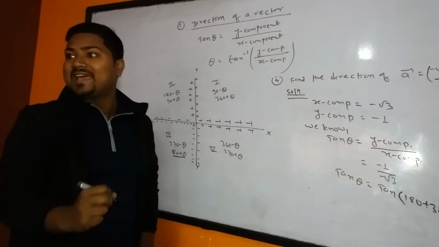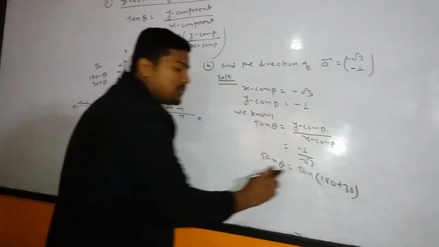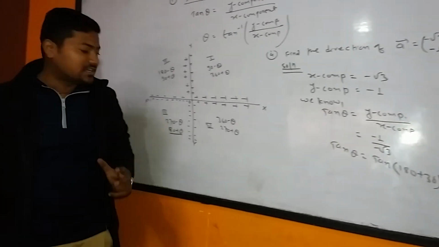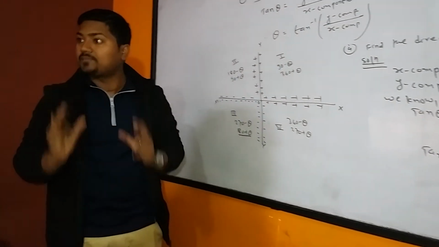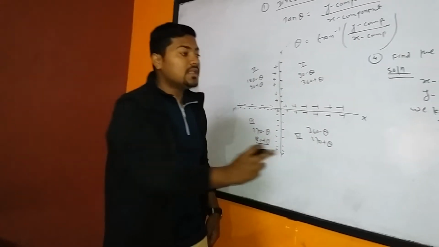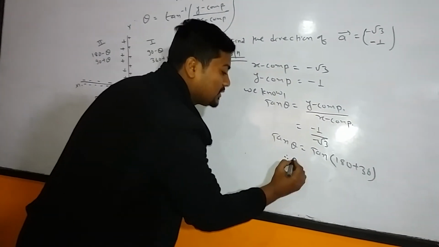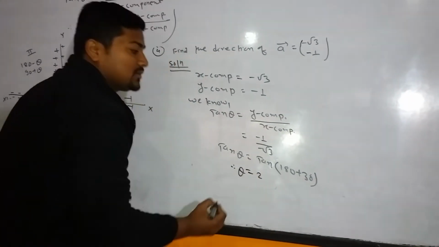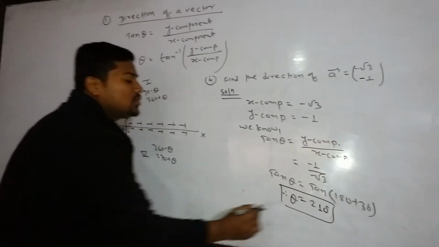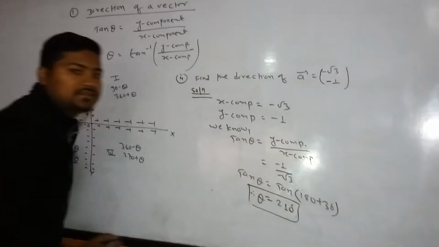So don't forget that. Tan of 1 by root 3 means 30 degree. But we already decided that when you are going to find the direction, first decide in which quadrant it lies. It is the third quadrant. Third means 180 plus theta, which means 180 plus 30 degree. Therefore theta is equal to 210 degree. Hence the direction of A vector is equal to 210 degree.